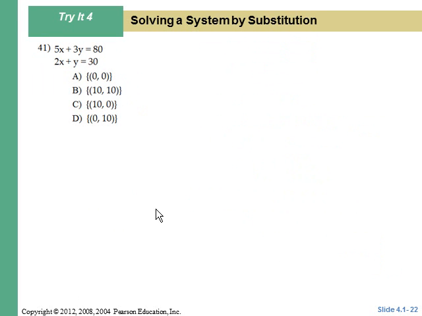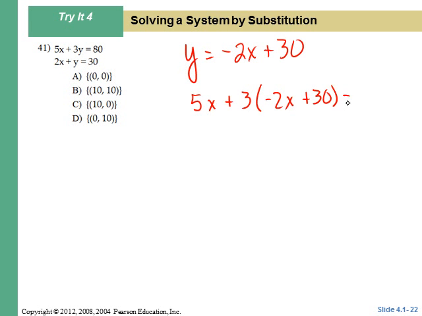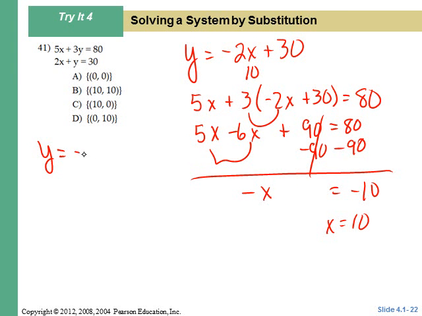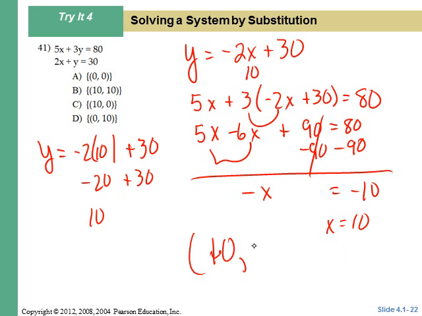Try this one. Okay, rewrite the second equation as y equals negative 2x plus 30. Substitute that into the first equation. 5x plus 3 parentheses negative 2x plus 30 equals 80. 3 times 2 is 6, so it's 5x minus 6x plus 90 equals 80. Subtract 90 from both sides. And combine these two, you get negative x equals negative 10. So x is 10. Substitute that back in here. Y equals negative 2 times 10 plus 30. Negative 20 plus 30 is 10. So x is 10 and y is 10.